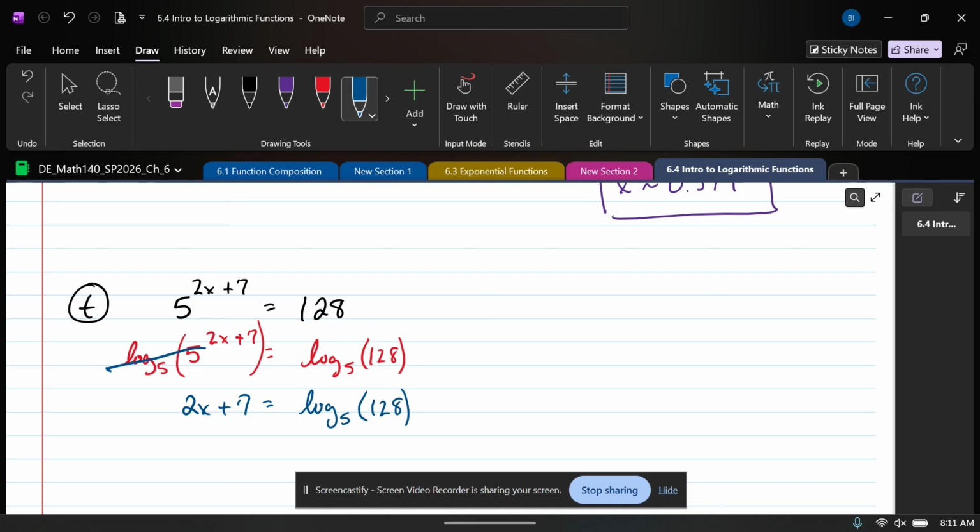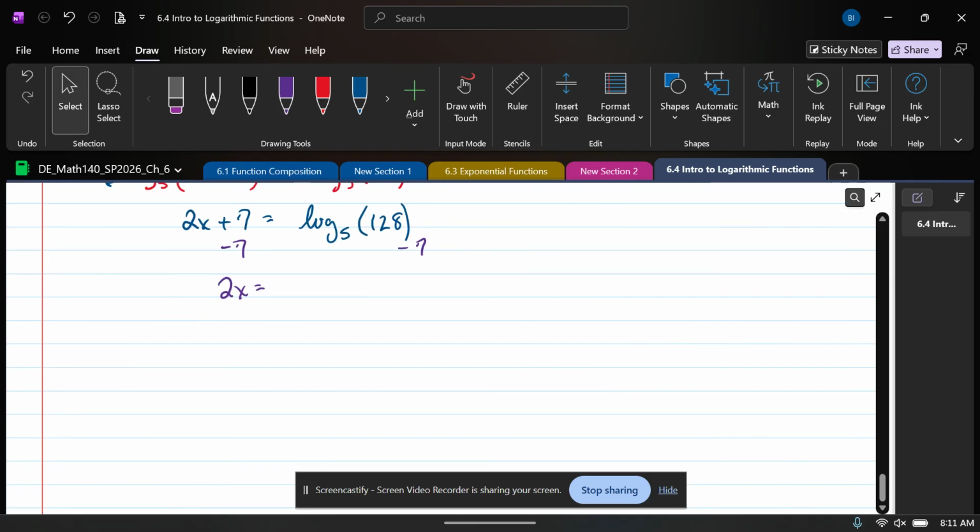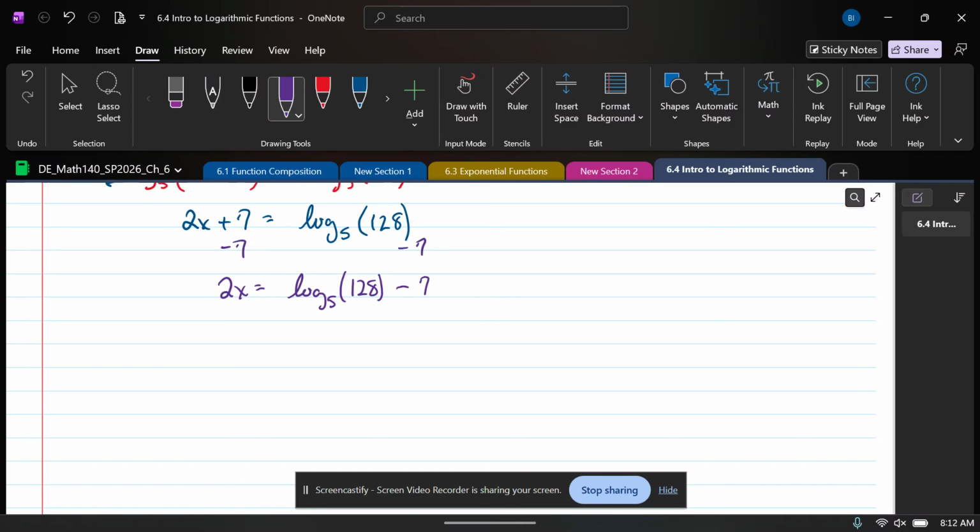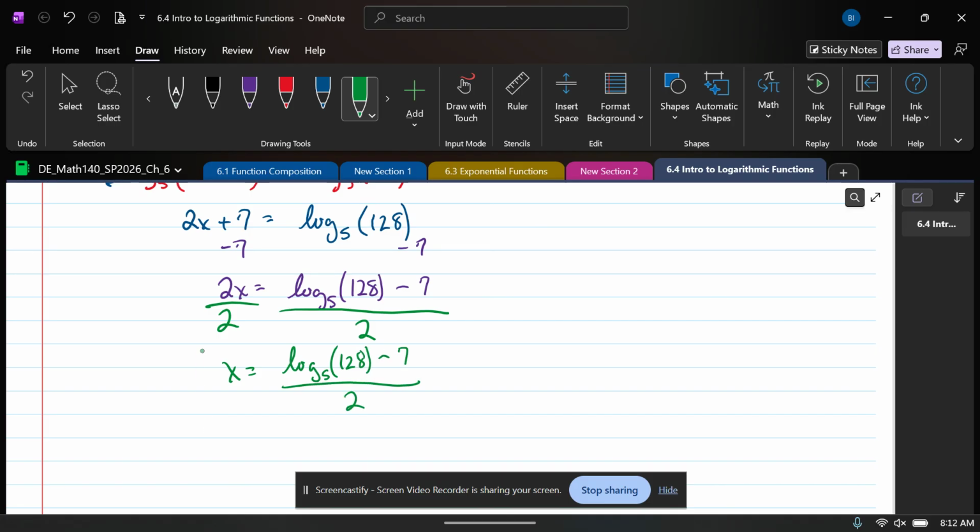A little bit more work to do on this one to get x by itself. But all you've got to do is remember, hey, we're going to treat this like a number. So what's my first step to get x by itself? Yeah, move the 7 by subtraction. Very good. So that's going to be 2x equals log base 5 of 128 minus 7. One more step. Yeah, just divide by that 2. And that whole side gets divided by 2. So x equals log base 5 of 128 minus 7, over 2. That's our exact solution.